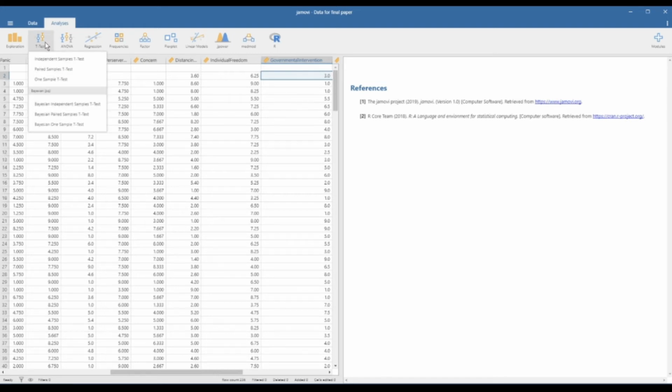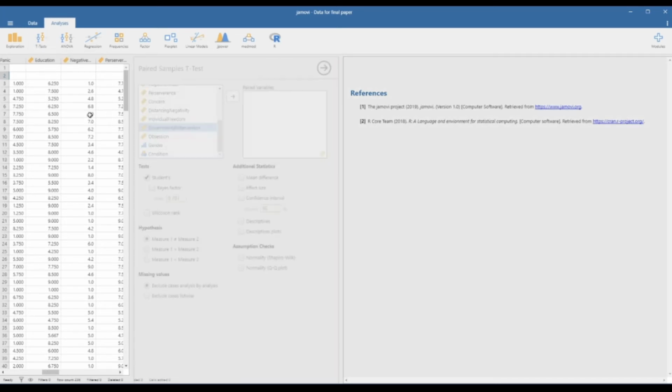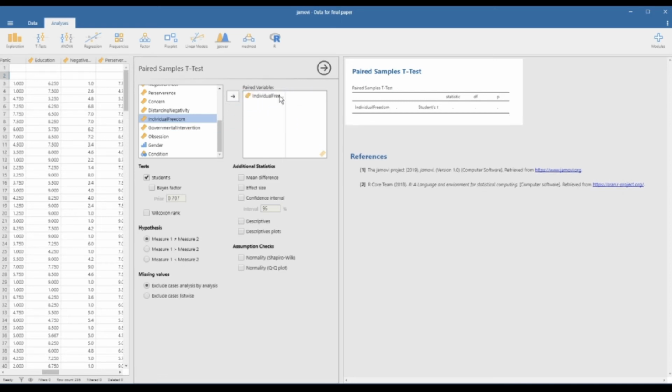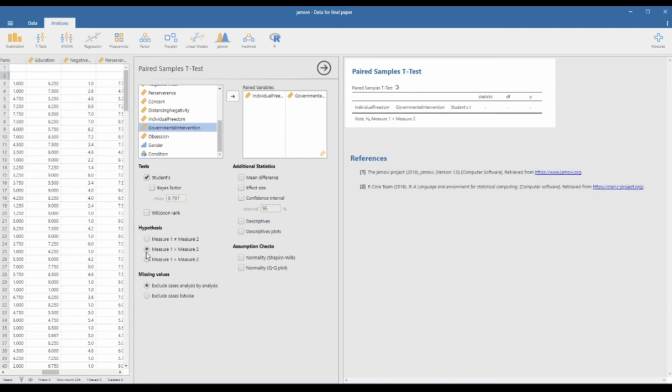So I'm going to come up to t-test at the top here, and I'm going to click paired samples t-test. My first variable is going to be individual freedom, so I'm just going to put that into that first little box. If you see the little divider here, I want to put individual freedom into the first side and governmental intervention into the second side. Now, I'm not going to make specific predictions about the directionality. If you did have specific theoretical rationale, or maybe a previous study had shown that individual freedom is higher than governmental intervention, then you would click this one-sided t-test, but I'm going to do a two-sided t-test.